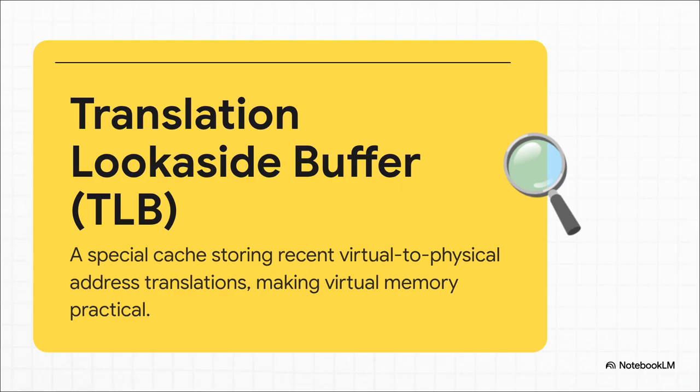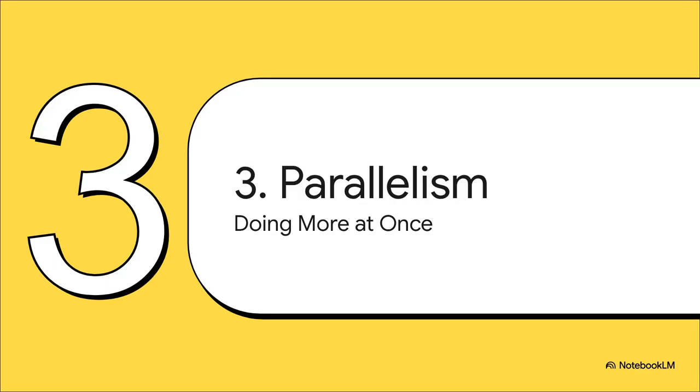To make that translation super fast, we use another special little cache called a translation look-aside buffer, or TLB. It's basically a cache for address translations, and it's what makes the entire concept of virtual memory fast enough to actually be practical.